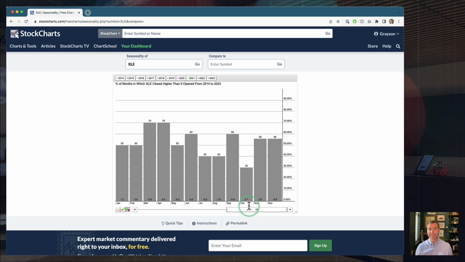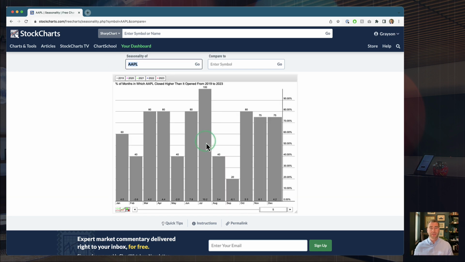So again, seasonality can bring a little bit more context to what you are seeing. It's also, I always like to say, a reason to look. Especially at the individual security level, we'll go back to Apple. If you're seeing some really strong months, for instance, the month of July in Apple, over the last 5 years, 100% of the time, all 5 of the last 5 years, Apple has gained in the month of July, and the average move has been 10.2%.